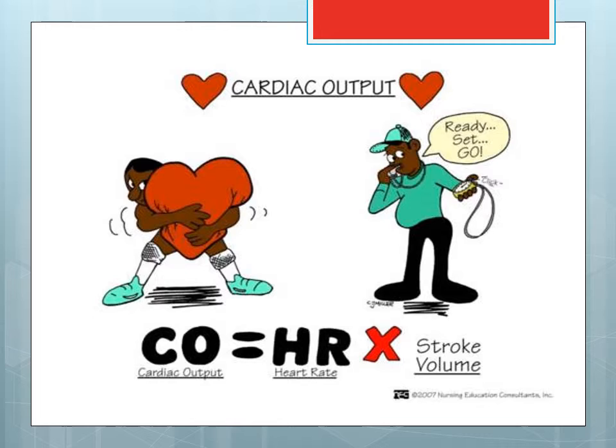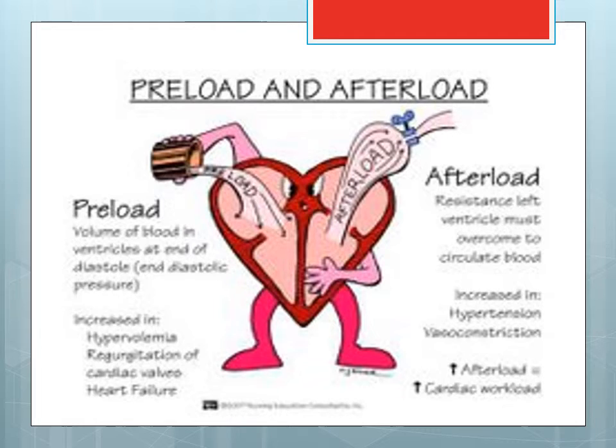Move on to cardiac output. This is the heart rate times your stroke volume. Okay, the stroke volume is the volume of blood ejected from the ventricle during each contraction. So you take your heart rate times how much blood is ejected from the ventricle during each contraction, and that gives you your cardiac output. Okay, that's how much blood is leaving the left ventricle per minute.